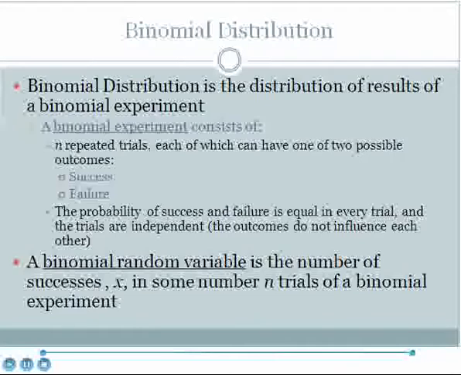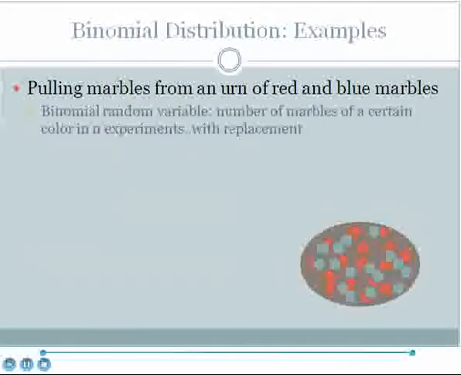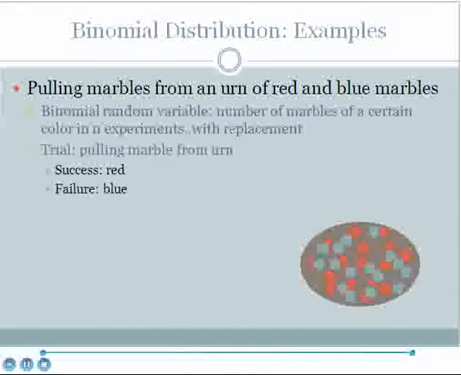Let's consider an example: pulling marbles from an urn of red and blue marbles. This is a binomial random variable. The binomial random variable here is the number of marbles of a certain color in n experiments with replacement. A trial is pulling a marble from an urn. Success in this case we'll define as pulling a red marble. Failure we'll define as pulling a blue marble. We'll have 10 trials in this binomial experiment.